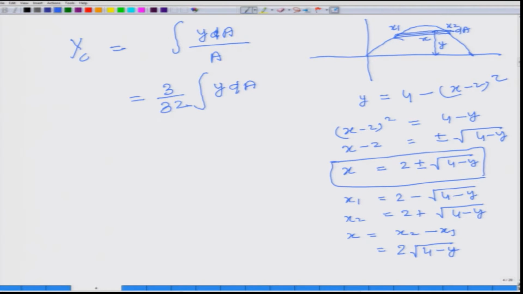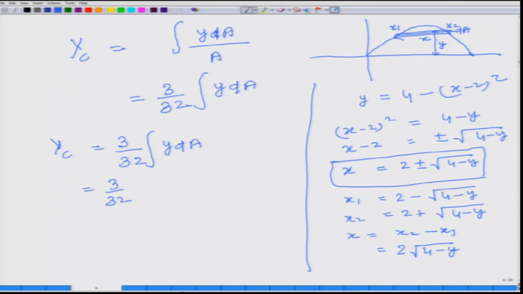Now, what we need to do is add up all these strips to find the value of y bar c. So, y bar c equal to 3 by 32 times the integral of y dA, which is equal to 3 by 32.